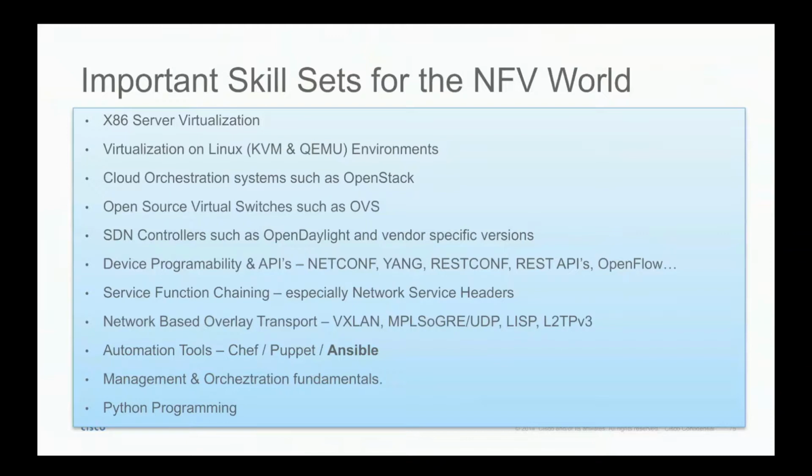and underlays, so VXLAN, the 4096 .1Q limitation. People are sometimes concerned about that, so we can go up to 16 million now with VXLAN. MPLS over GRE, UDP, LISP, L2TPv3, automation tools. If you guys really want, I've got a couple backup slides on Ansible, things like that, but how do we automate the network through existing server IP tools? Management orchestration, and then finally one slide.